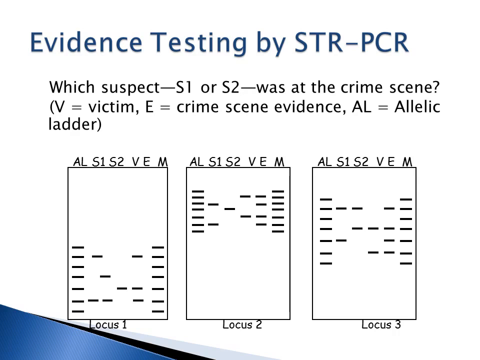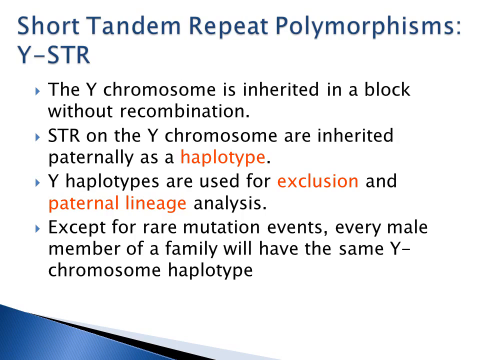So when you look at suspect 1, suspect 2, the victim, and the crime scene evidence, the crime scene evidence is going to match the victim and suspect 1 in each locus, and after numerous loci you can rule out anyone else but suspect 1 as being the most likely suspect.